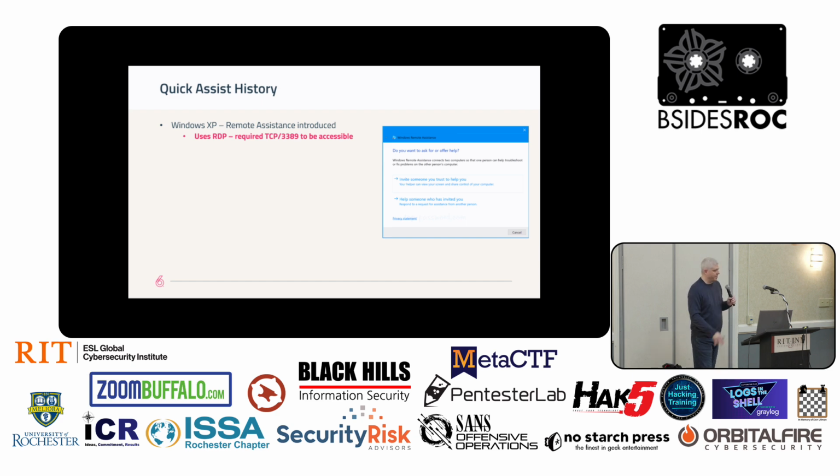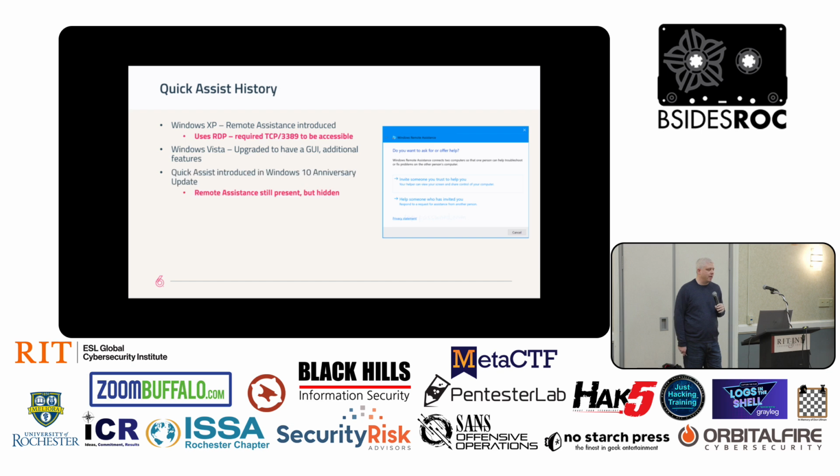So a little bit of history, because this is going to become important later on. Quick Assist hasn't been around forever. Back in the Windows XP days, we had Remote Assistance, which basically was a front end to RDP for the most part. You had to have 3389 opened up in order for Remote Assistance to work. Moving forward with Vista, it upgraded to have the nice little GUI that we have on the right side, and some additional features were added in.